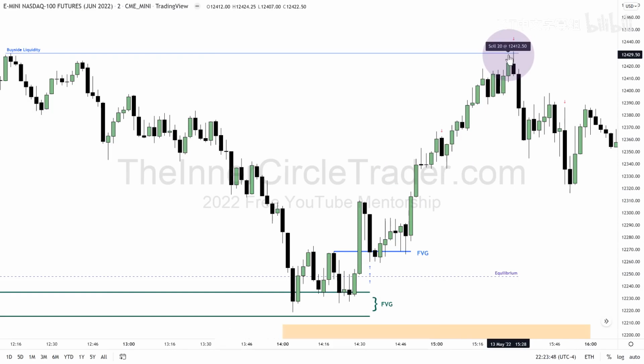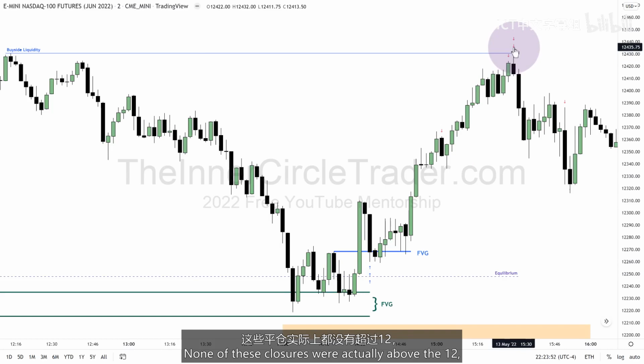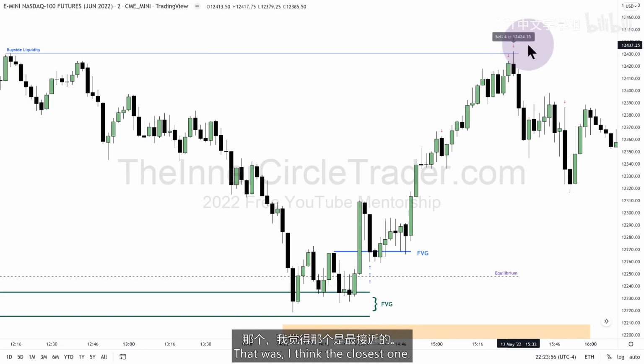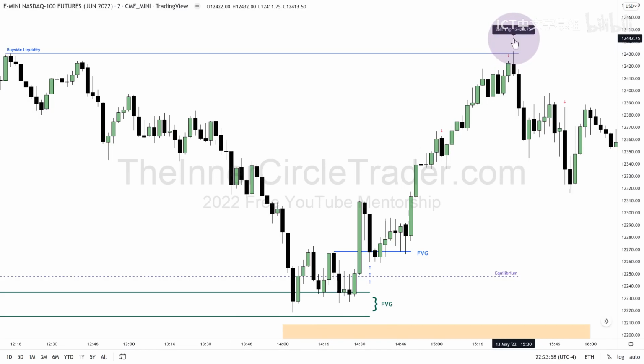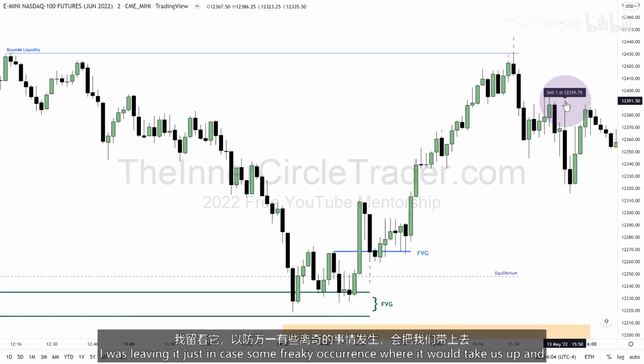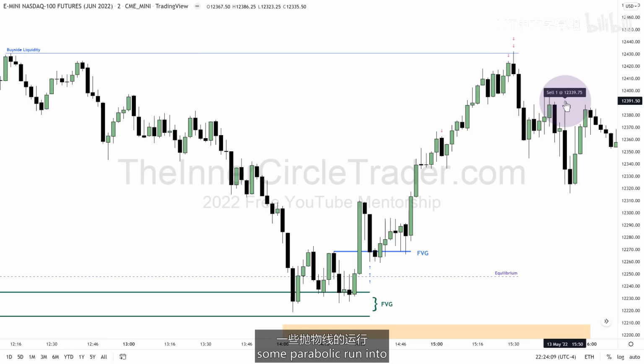And this was a failure on my part. I didn't get the price I actually wanted. None of these closures were actually above the 12,430 level. That was, I think, the closest one. Yeah, that was the closest one there. So, and I had one left over here, and that was the final bit of business. I was leaving it just in case some freaky occurrence where it would take us up in some parabolic run into 12,553, but this wasn't in the cards today.